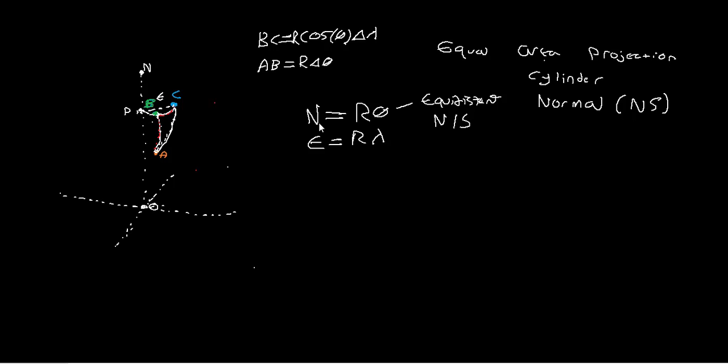Hello everyone, welcome back to another Mathematics and GIS lecture video. In this lecture video, what I want to do is go through an example of how we can get an equation for an equal area cylindrical normal projection.